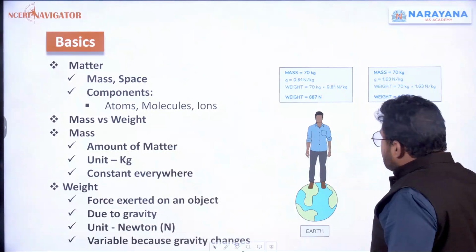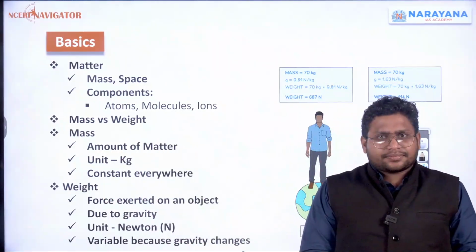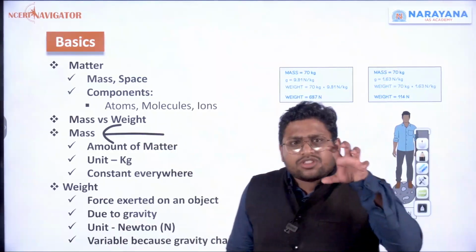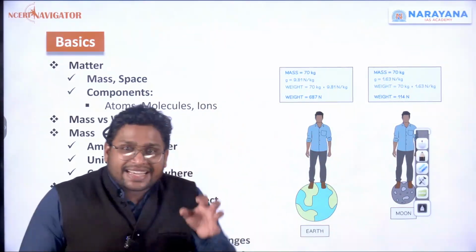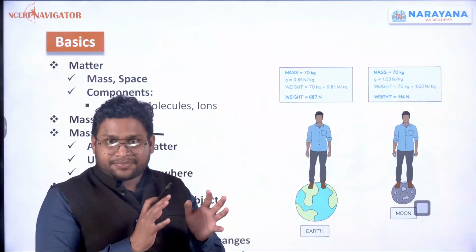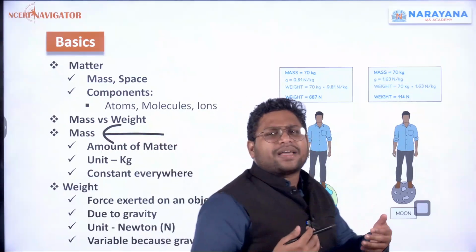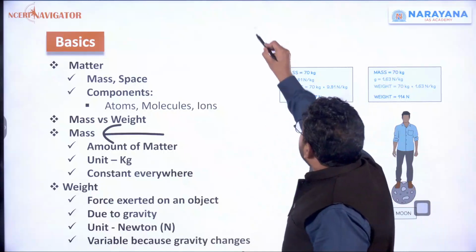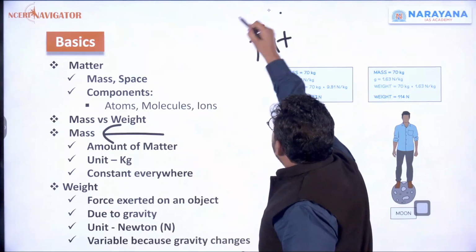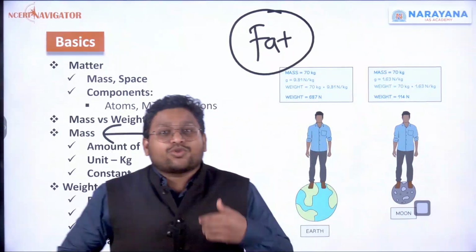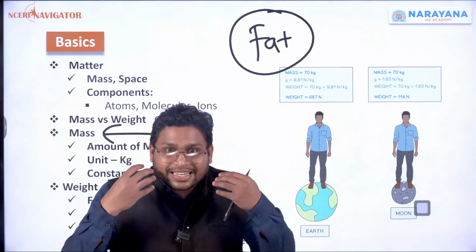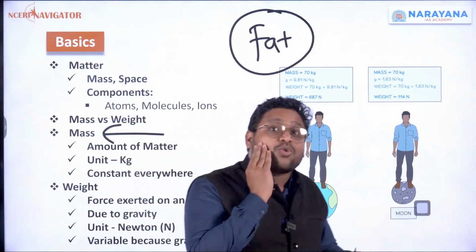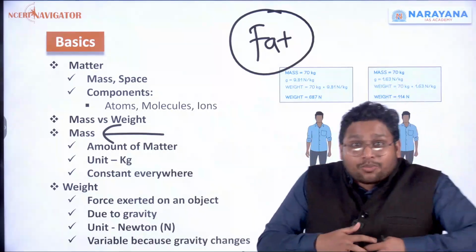So what is mass and what is weight? Well, when we say mass, we're talking about the amount of matter that exists in something. So just for the sake of example, let's say you're talking about me and you want to check the amount of fat that is there in me. What will you do? You will check how much fat content is there in my body. So you'll check my cheeks, how much fat is over here. Then you will check my stomach, how much fat is here.